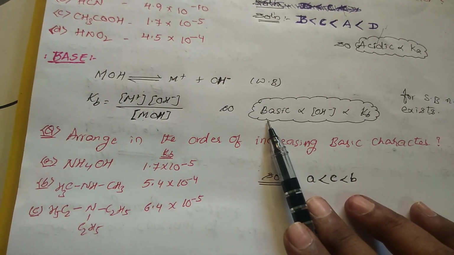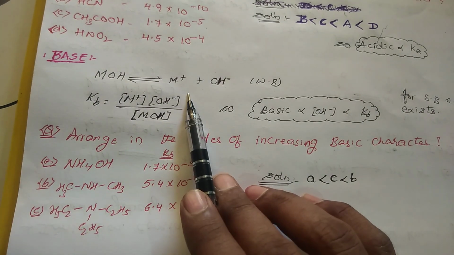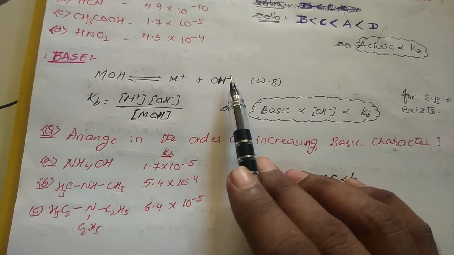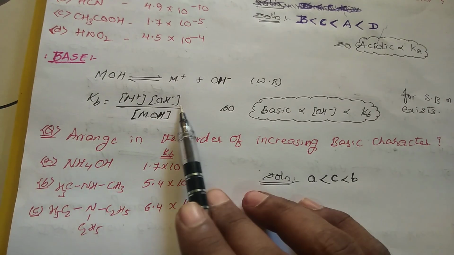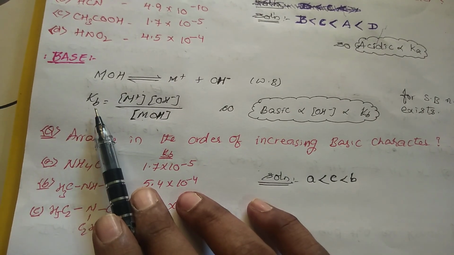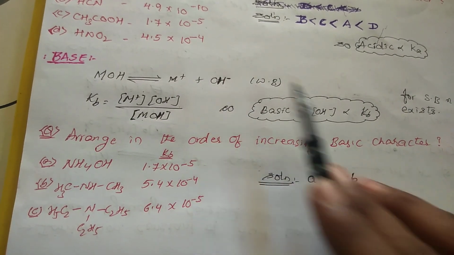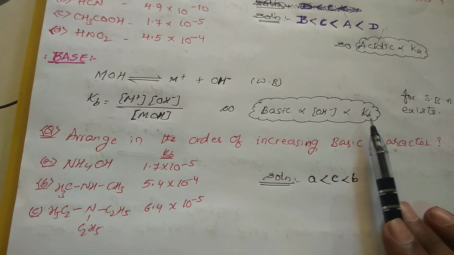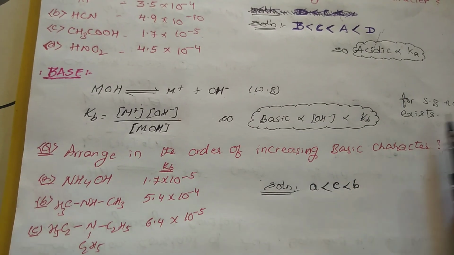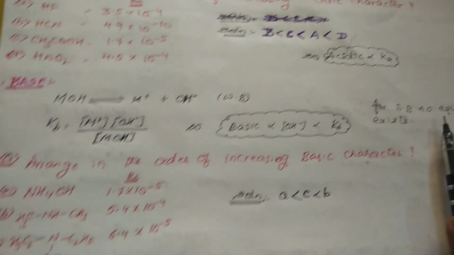So the more the basic nature, if OH minus is more, what happens? More OH minus you are getting means more base. More base means if this value is increasing, automatically the Kb value also increases. So the more the basic nature, the more is the production of OH minus, and the more is the Kb value. For a strong base, there will be no equilibrium, right?